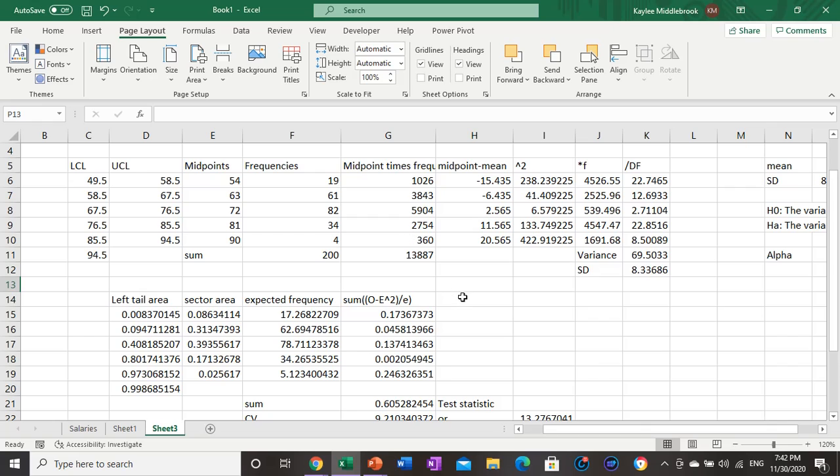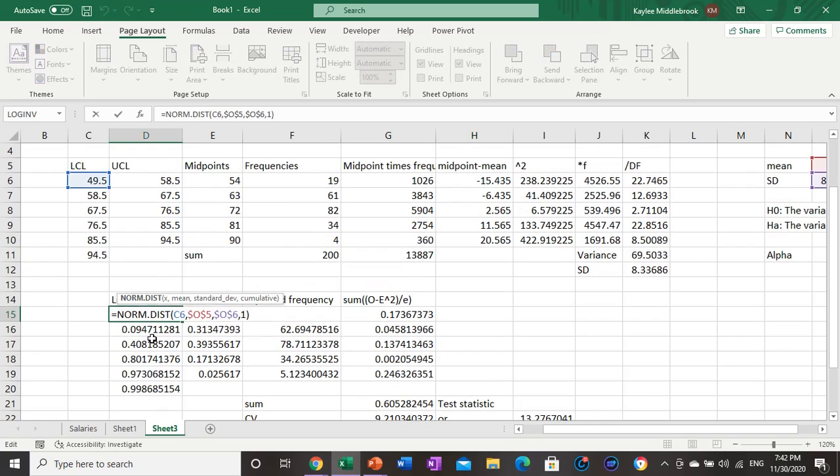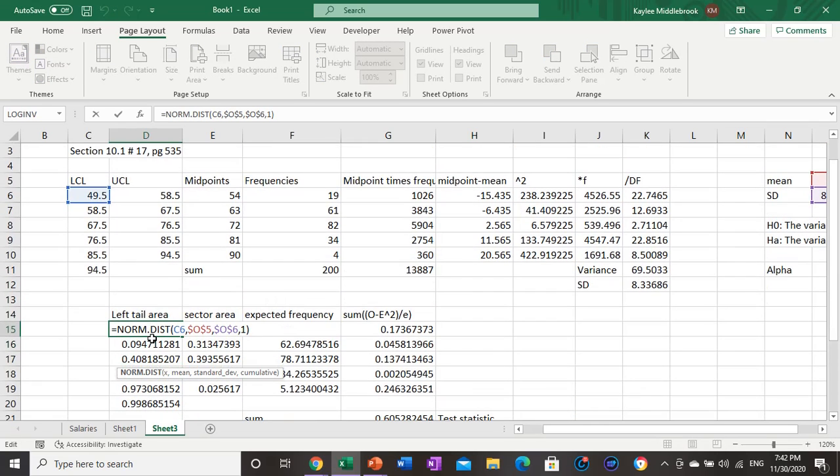calculate the left tail area. So the way we're going to do that is we're going to use our norm.dist that we were using back a long time ago. When did we use norm.dist? I think it was in like chapter 5 or something like that, like half a semester ago. So yeah, that was a while ago.